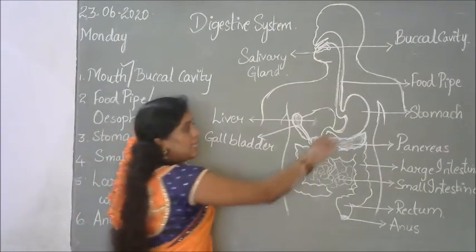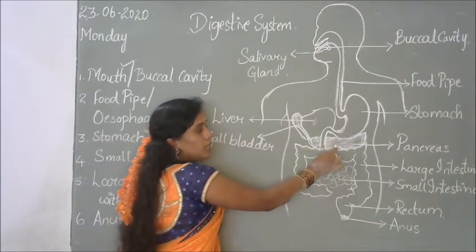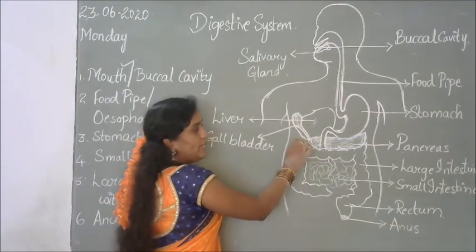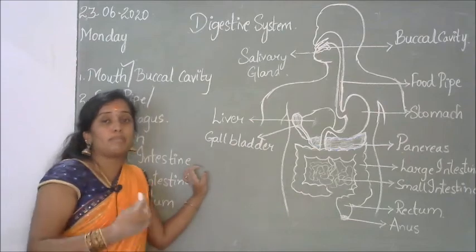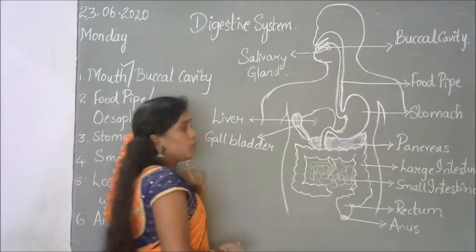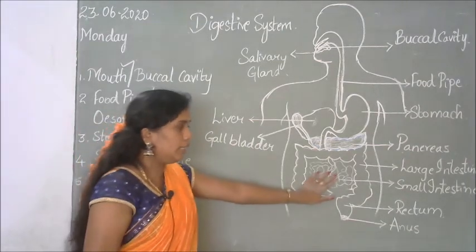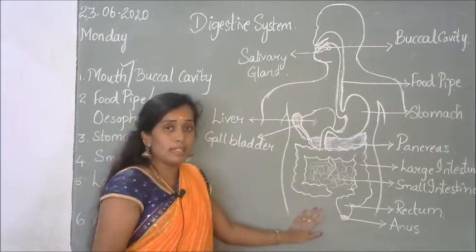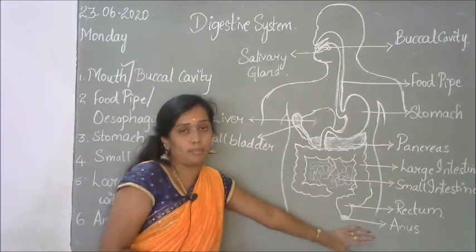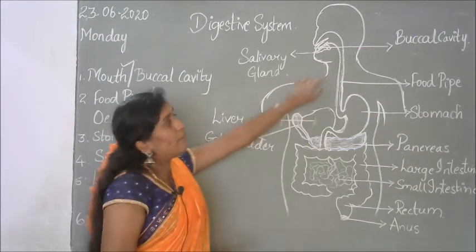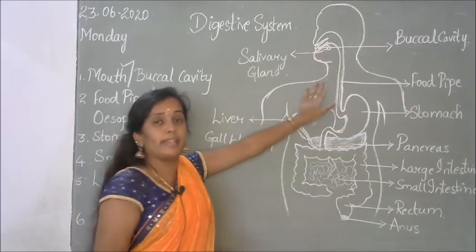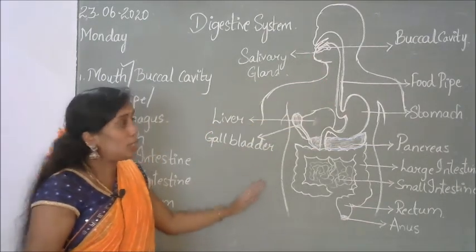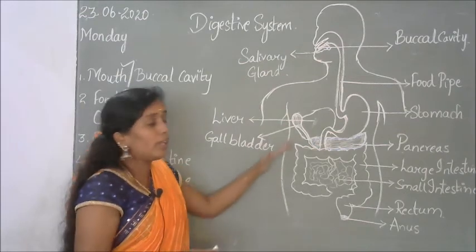From the stomach, with the help of the juices secreted in the pancreas and liver, the food is mixed and absorbed, and then it reaches the small intestine. The leftover things accumulate in the large intestine and are released out through the rectum and anus. In today's class, we have studied in detail about the buccal cavity and the food pipe. In the next class, we will learn how the process of digestion takes place in the various canals.